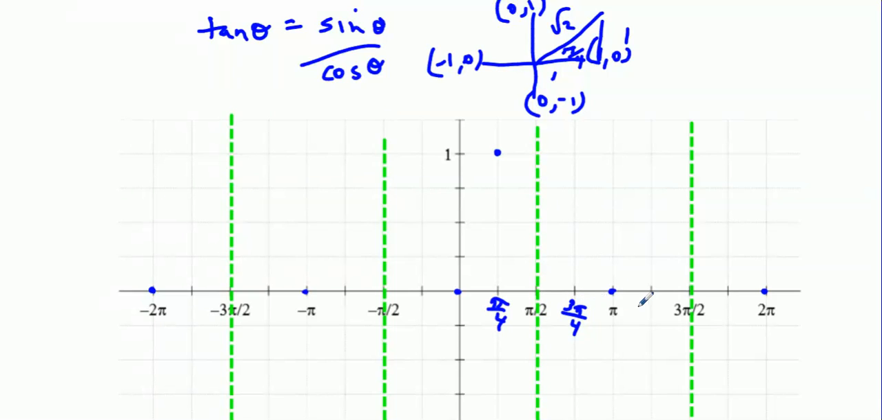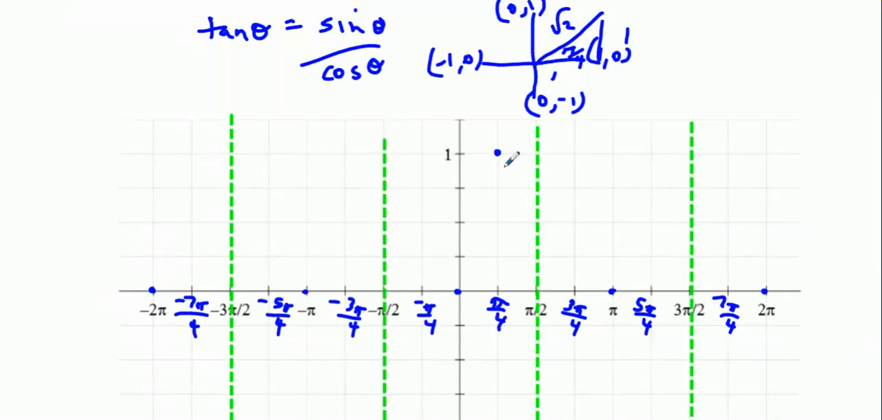So this is 3 pi by 4, 4 pi by 4, 5 pi by 4, 6 pi by 4, better known as 3 pi by 2, and 7 pi by 4. So I'm just going to fill in the blanks here, and that'll help me to use my special triangles to figure out what these are. So -5 pi by 4, 6 pi by 4, 7 pi by 4. Okay.